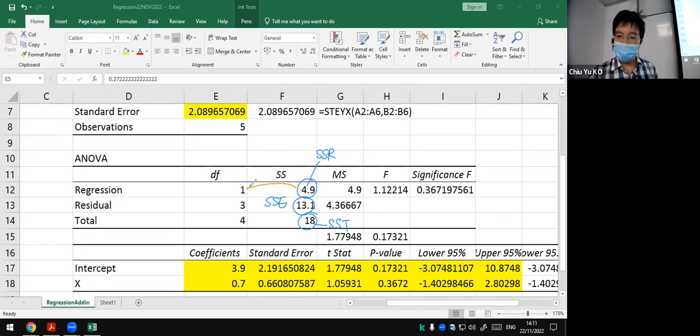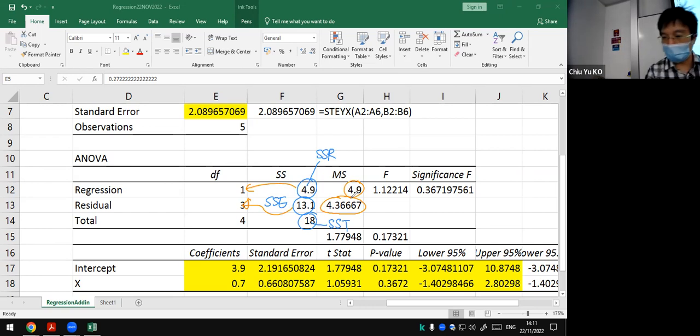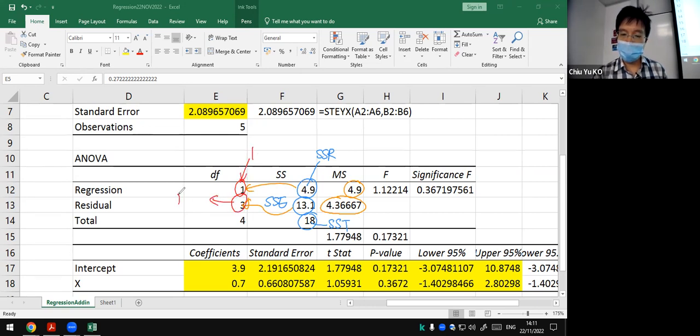This divided by this will give you 4.9, and this divided by this will give you 4.3. I hope this is also very clear to you. Just to remind you, in regression, this is always 1, and this is just n minus 2 in our scenario. N is 5, if you remember, 5 observations. So 5 minus 2 is 3.